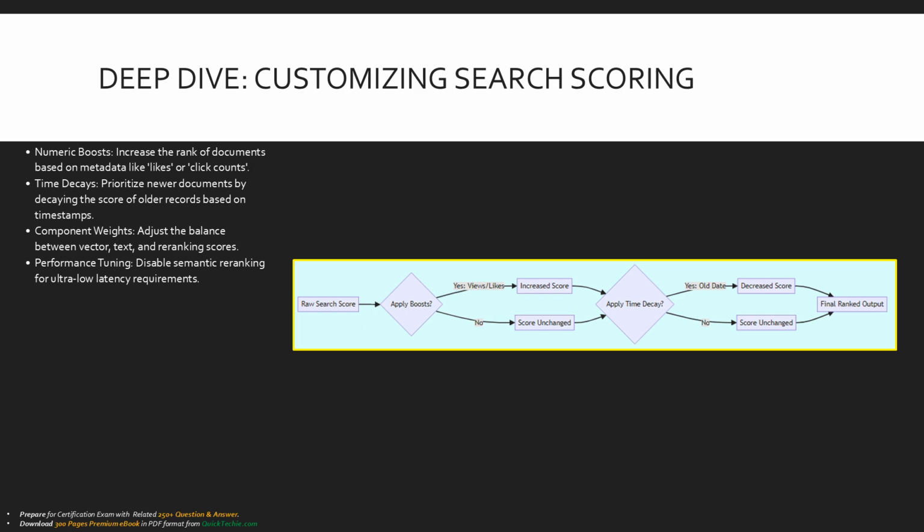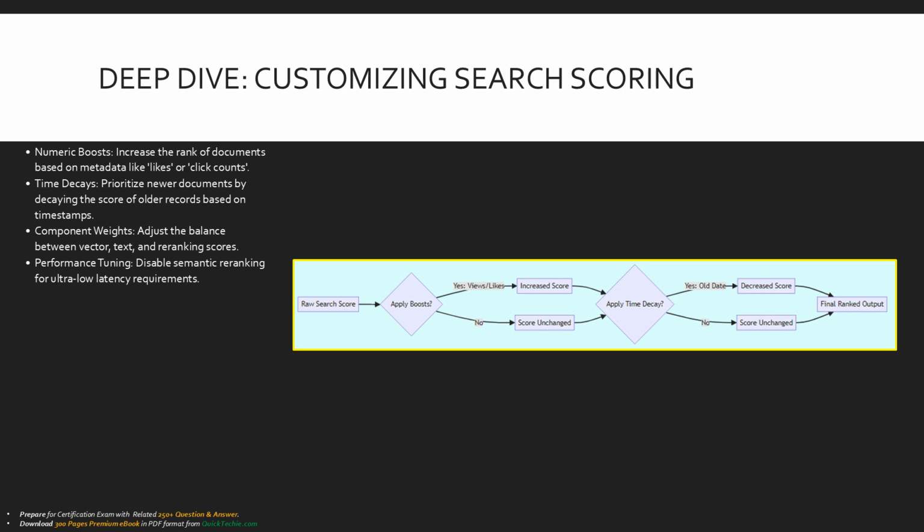The flow then proceeds to the second decision node, apply time decay. If the document has an older timestamp, a mathematical decay function reduces its relevance, yielding a decreased score. Finally, these modifiers aggregate to produce the final ranked output. This pipeline guarantees that the highest-ranking documents are not only semantically relevant to the user's query, but also contextually authoritative and temporally fresh.